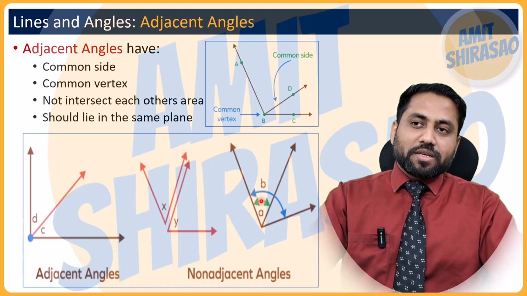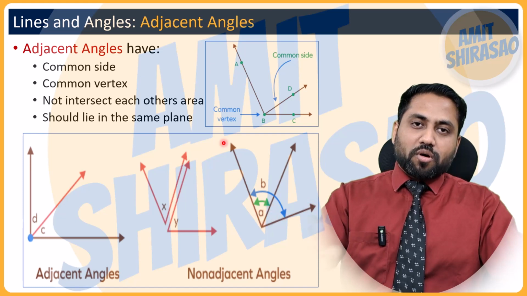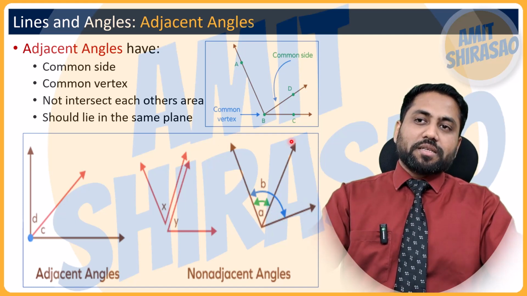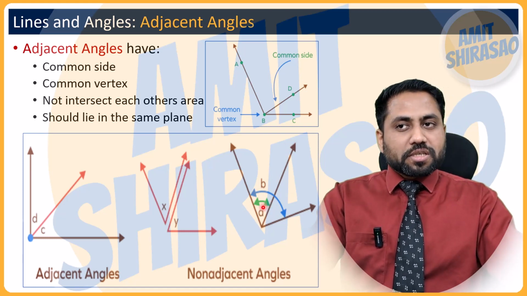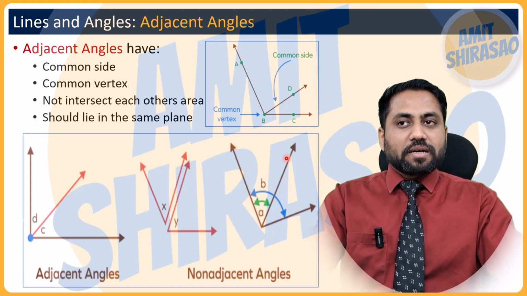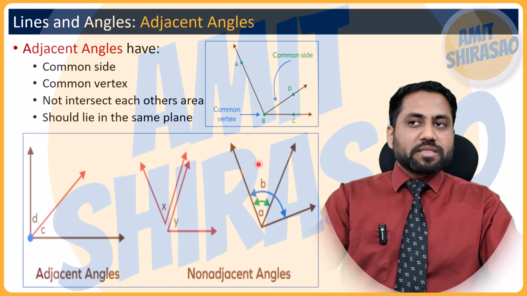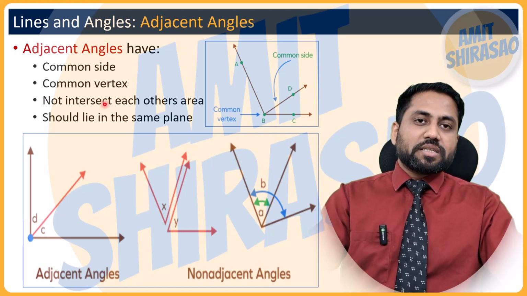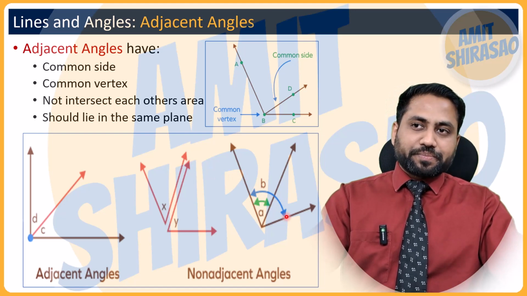So as an example I gave you here, angle A is from this common side till this side, and angle B is from this common side till this much. So this area is an overlap of angle A and angle B. Since there is an overlap, they intersect each other's area. Angle A and angle B are not adjacent angles.